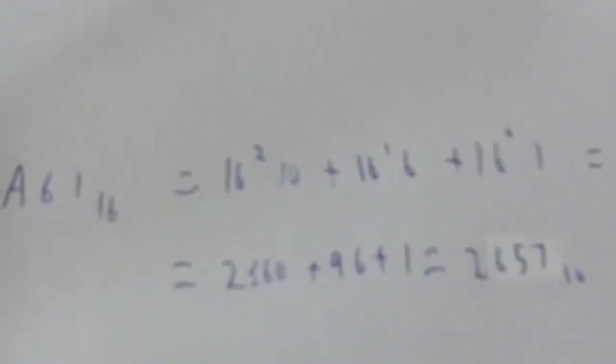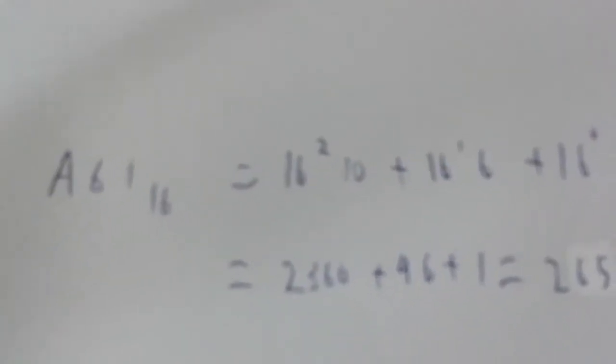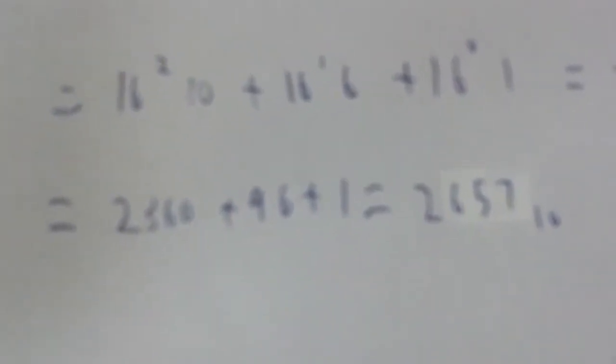For example, let's take A61. The first place value from the left is the 256s place, where A is. The second is the 16s place where 6 is, and the last is the 1s place with the number 1. Using this method, we can see that A61 in hexadecimal is equivalent to 2657 in decimal.